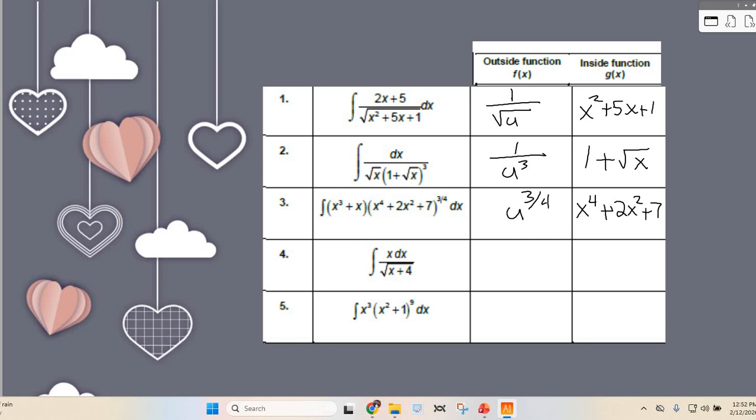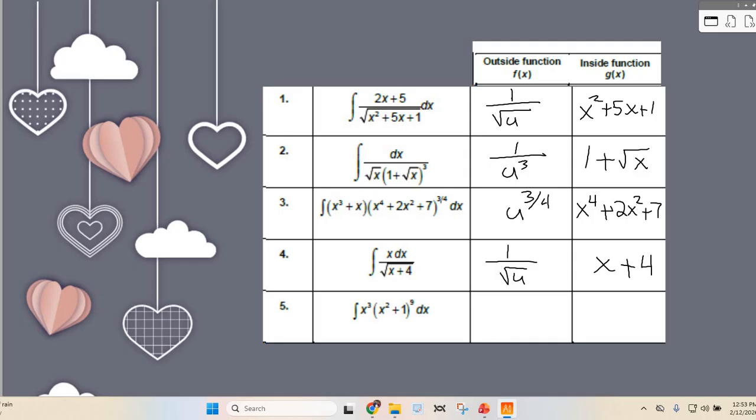What do we think our inside stuff is? X plus 4. Which means what is our outside stuff? X over square root u. So we're not going to include the x. 1 over square root. Now we do have an extra x, so we would have to take care of that a different way, but my outside function would just be 1 over the square root of u.